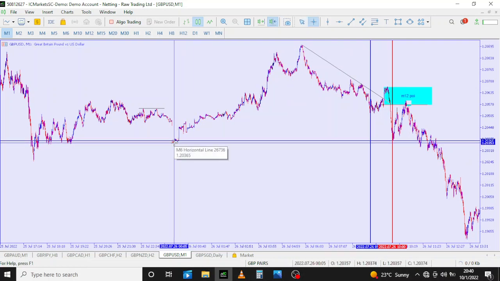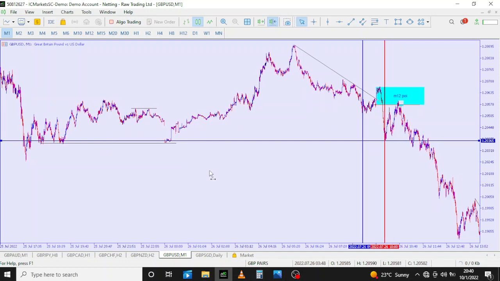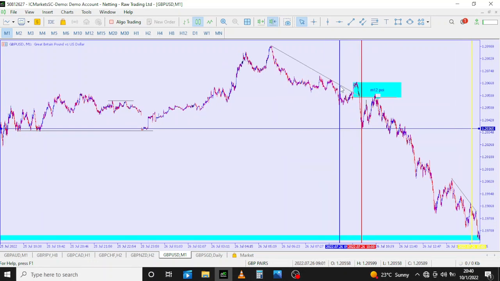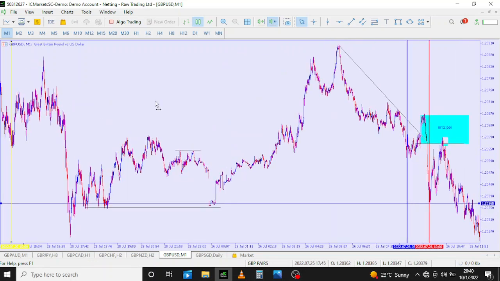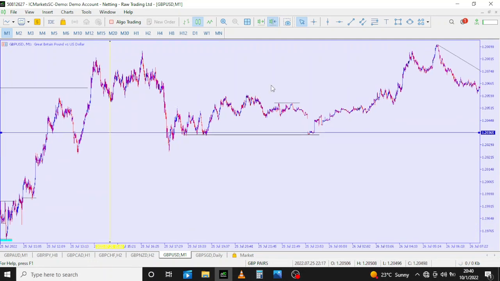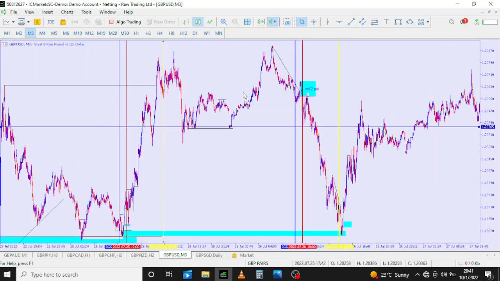And you see, during the Asian session the price created this liquidity, these equal lows. And this is the next day. And remember the price is distributing. This is a distribution.